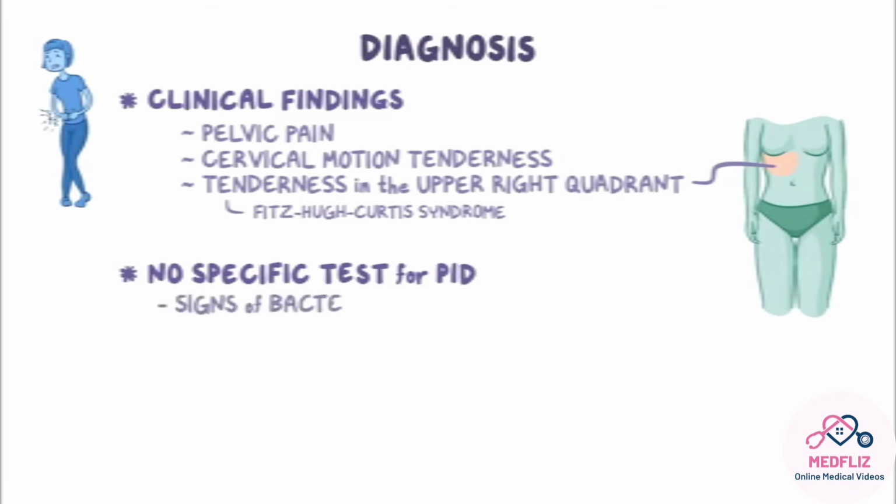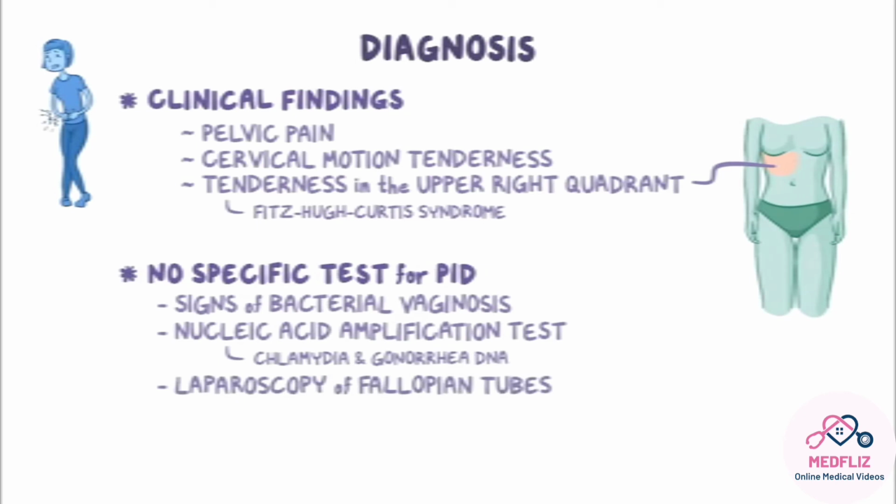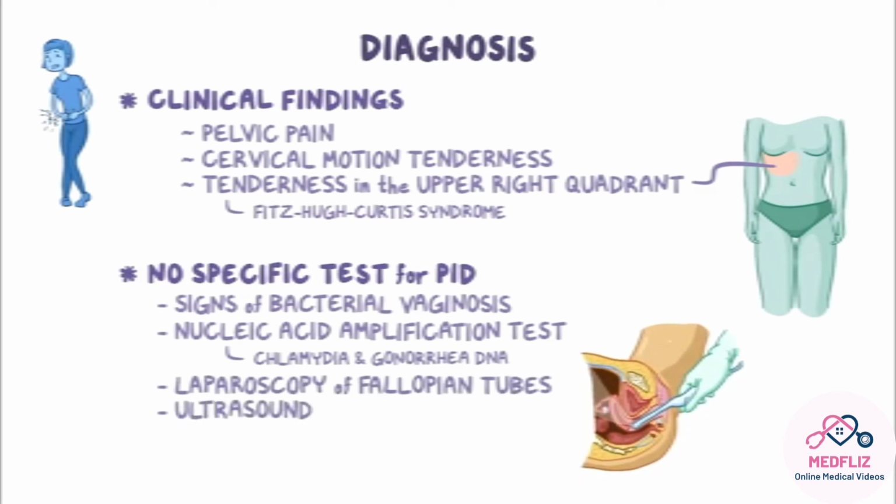There is no specific test, but there are some tests that support the diagnosis: testing vaginal discharge for signs of bacterial vaginosis, and a nucleic acid amplification test to look for chlamydia and gonorrhea DNA from a sample taken from the vagina and cervix or during laparoscopy of the fallopian tubes. Ultrasound will aid in the diagnosis if there is hydrosalpinx or tubo-ovarian abscess.